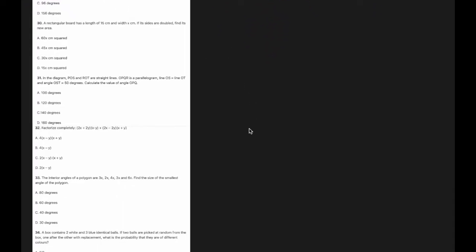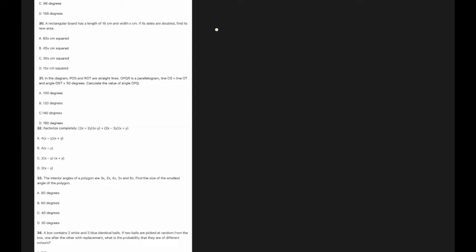Number 30, a rectangular board has a length of 15 centimeters.